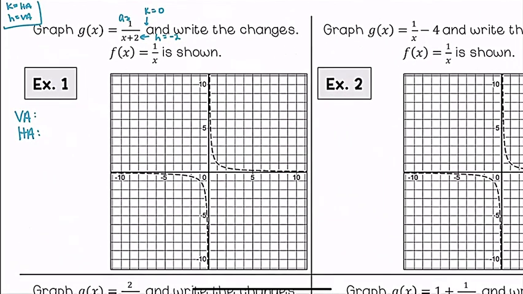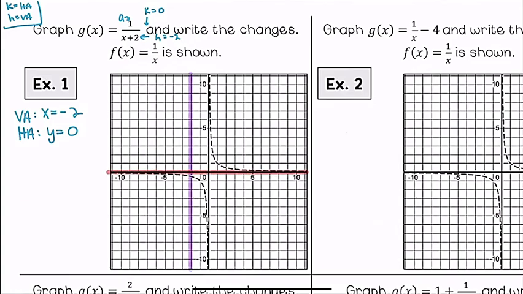Okay, so our vertical asymptote, we get that from H. H is -2, so x equals -2. And then horizontal asymptote we get from K. K is 0, so y equals 0. And then I'm just going to graph those directly onto the graph. So -2 is our vertical, and then 0 is our horizontal.